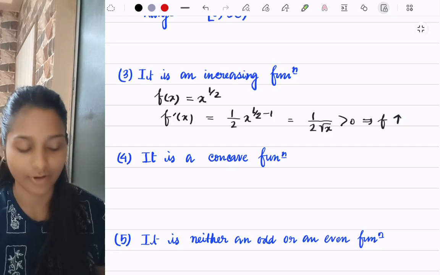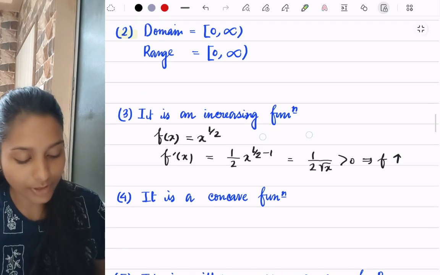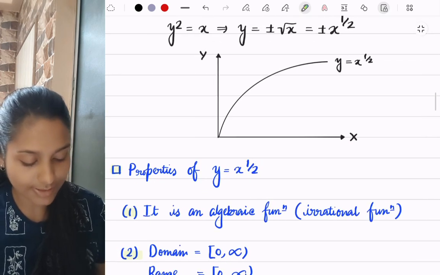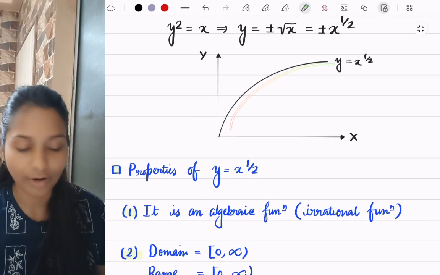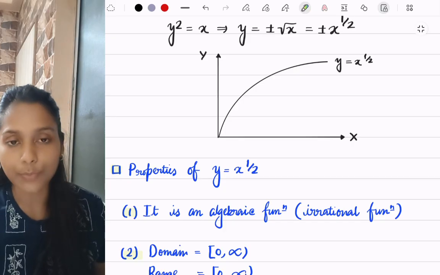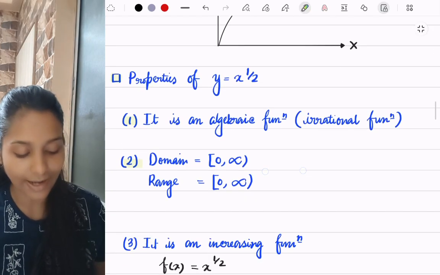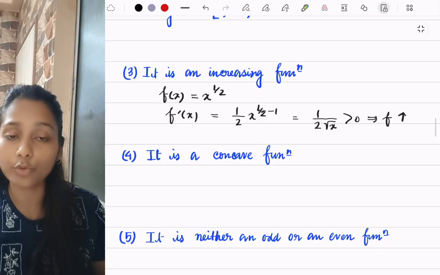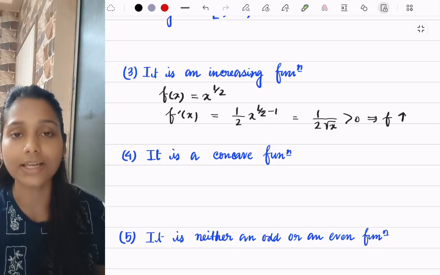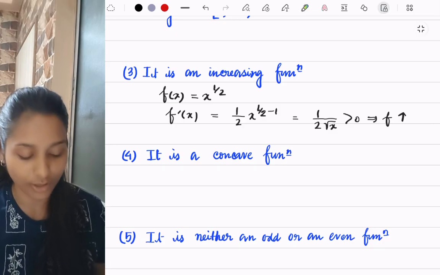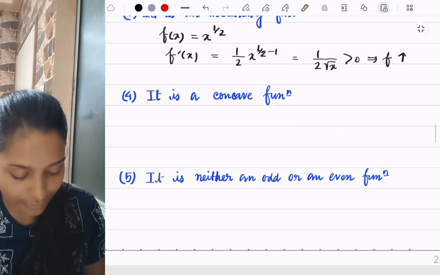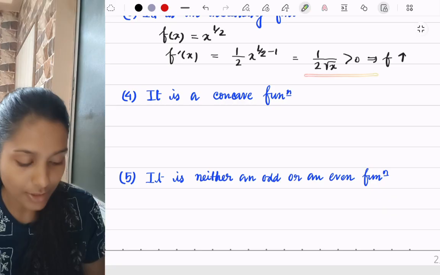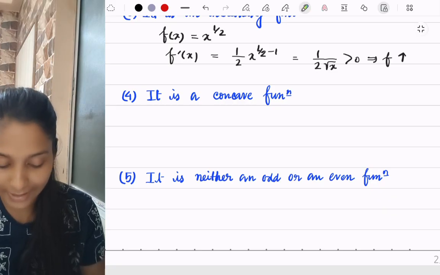It is a concave function. Again, from the graph it is obvious that this is a concave function. We need to prove that as well, and for proving it we will again use the derivative. For proving concavity or convexity we need to find the second order derivative. We have already obtained the first order derivative here, and from there we can obtain the second order derivative.